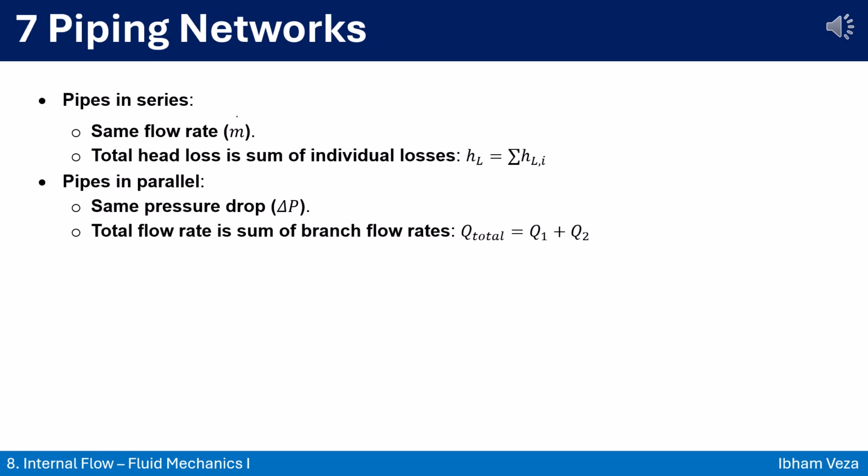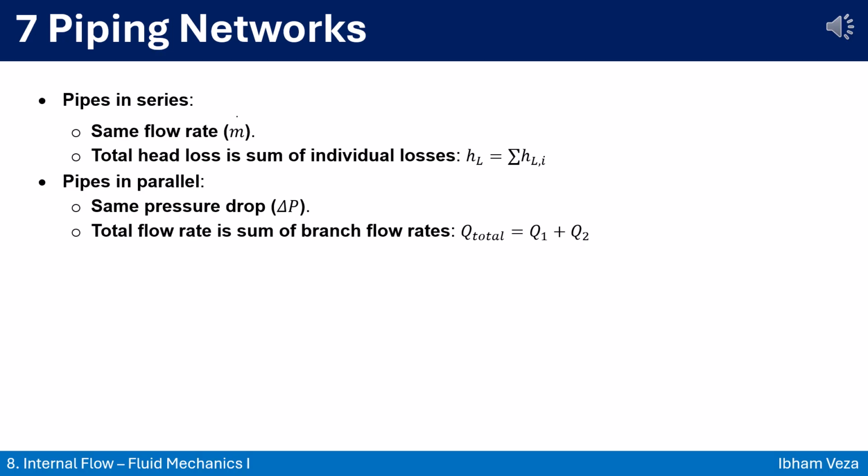7. Piping networks. When dealing with complex systems, we rarely encounter a single straight pipe. Instead, we often see a network of interconnected pipes, some arranged in series, others in parallel. Understanding how flow behaves in these networks is critical for accurate system design.